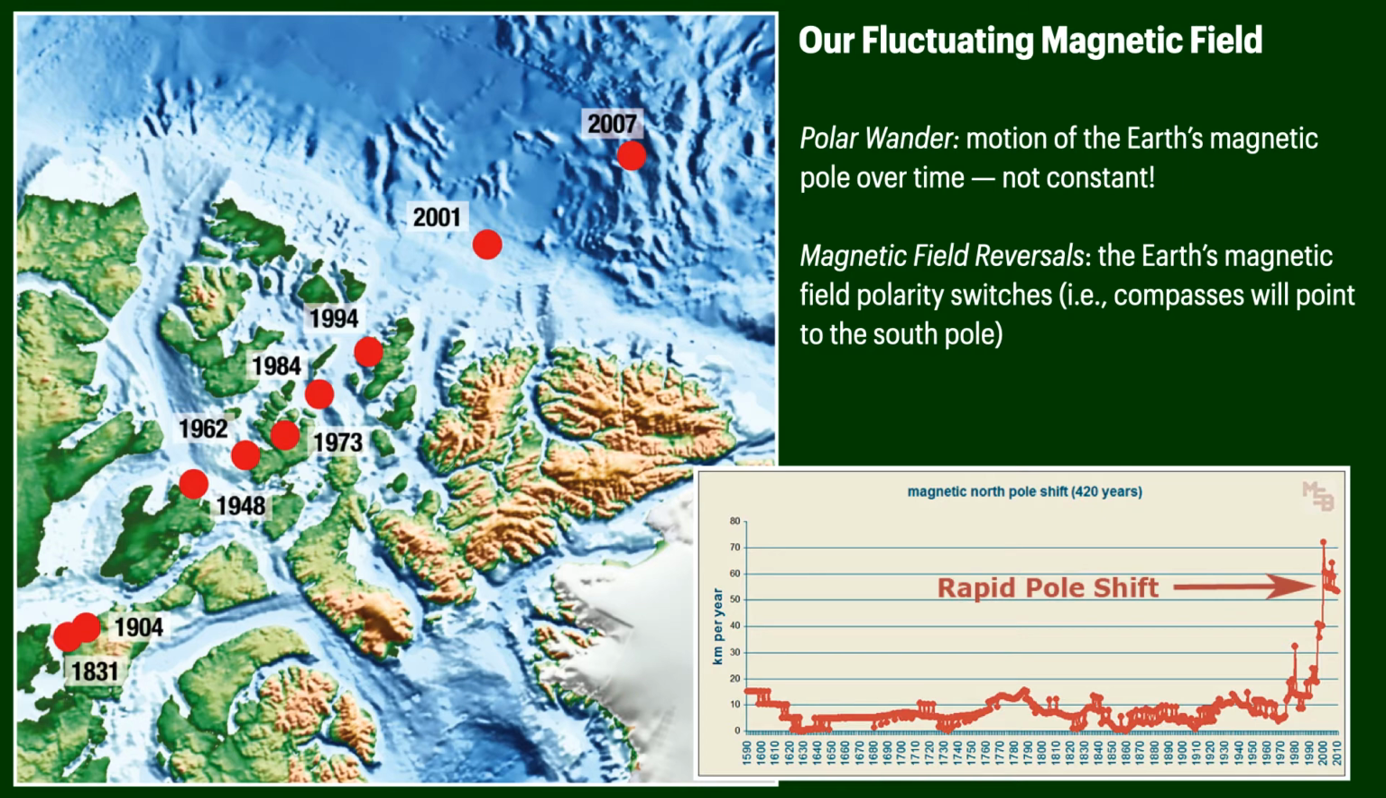And then the figure in the lower right shows how many kilometers per year the pole moved. And you can see that from 1590 to about 1970, it didn't move a lot, sometimes up to 15 kilometers per year. It's fairly stationary. But then since 1970, the polar shift has picked up, sometimes moving 50, 60, 70, 80 kilometers per year. We're not entirely sure why, but it's part of our fluctuating magnetic field.